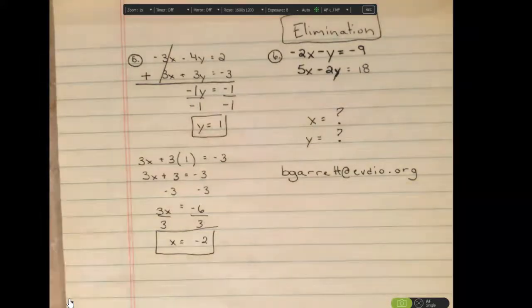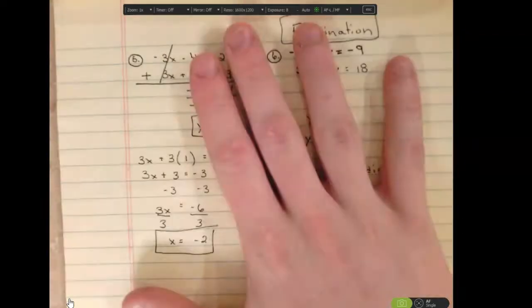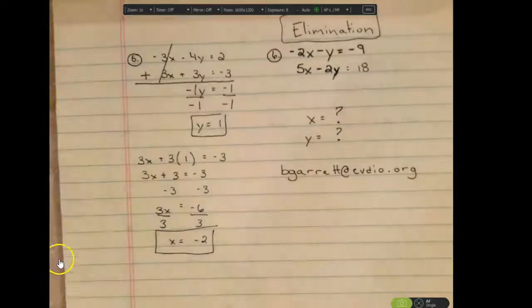So problem number 6. I hope you guys enjoyed the video. You've got several examples now of substitution, a couple examples of elimination. From there, see what you can do on number 6. Guys, I hope you enjoyed, and everybody have a great rest of the day.